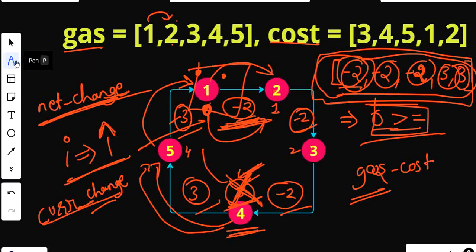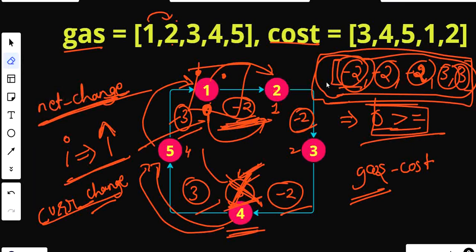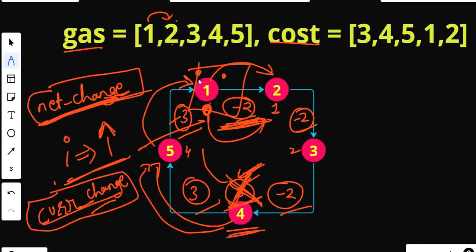Now our board is completely filled. Let me just clean this a bit. So this is how we are going to solve this question. We are not going to traverse these arrays multiple times. We are only going to traverse these arrays once simultaneously, and at the same time we are going to maintain two things. That is, first thing is net change and second thing is current change, where current change is, suppose from 1 to 2 is -2, and net change will be a sum total of all these changes.